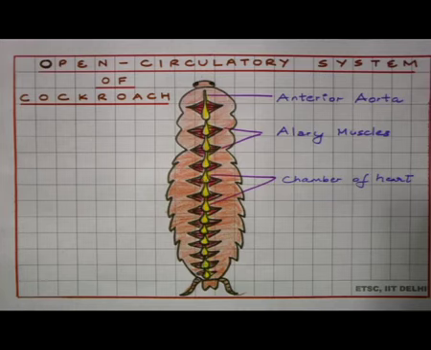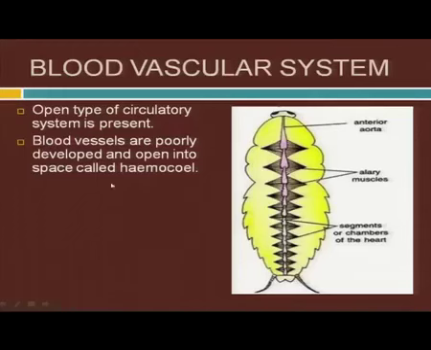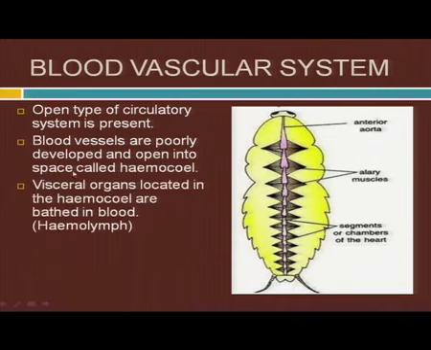Open type means it is not very well developed. It does not have proper blood vessels and the blood is directly bathed into the tissues. The blood vessels are poorly developed and open into a space known as the hemocoel, because the blood enters directly into the body cavity. So, this entire space or cavity is known as the hemocoel. The visceral organs, the internal organs, are located in this hemocoel and are directly bathed in blood. Blood is the hemolymph in the case of cockroach.